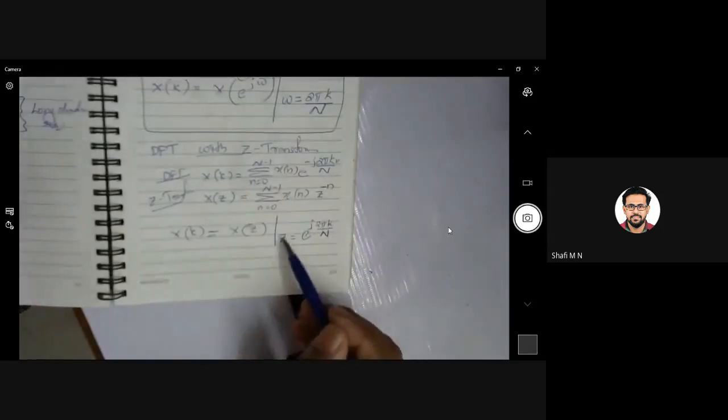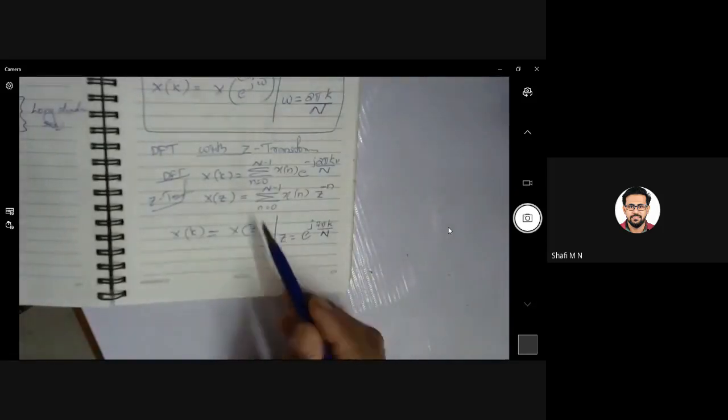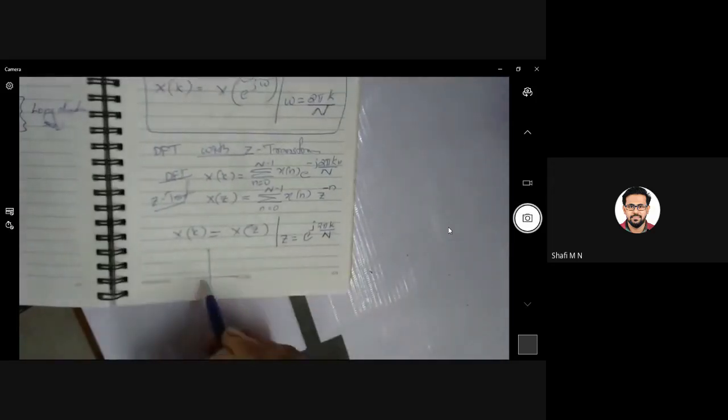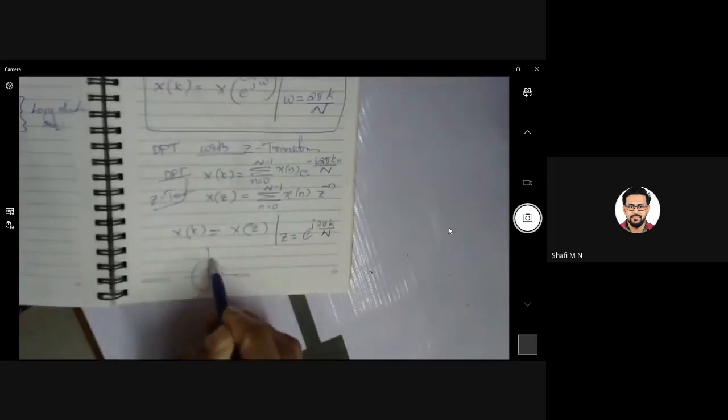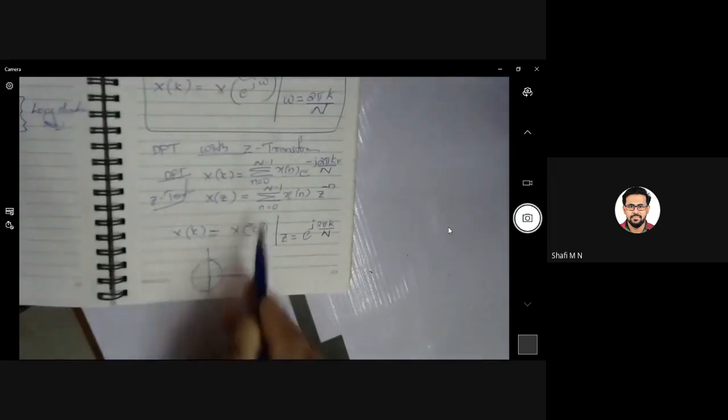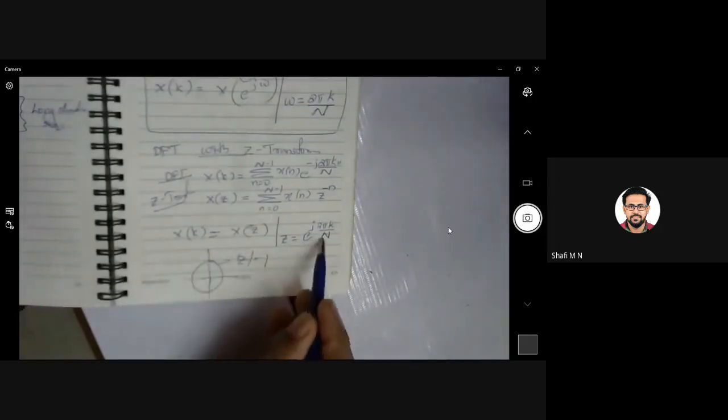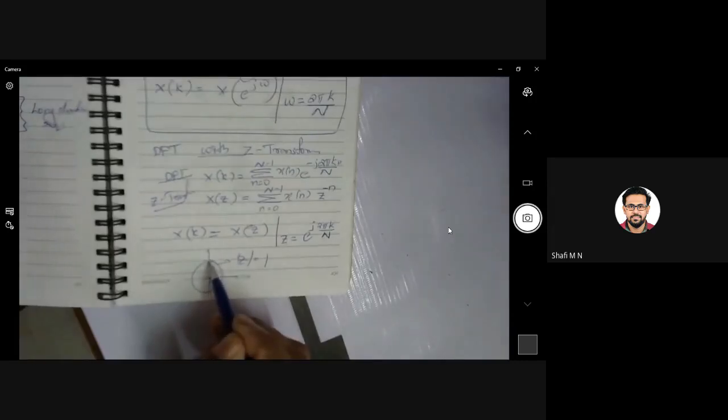Here you have to sample z. In the z plane you have plenty of circles, right? Say this is the unit circle, mod z equal to 1. It's not a point, it's a circle in the z plane. Sampling by 8 means you have to choose 8 points: 1, 2, 3, 4, 5, 6, 7, 8. Got it? That's what sampling by 8 means.